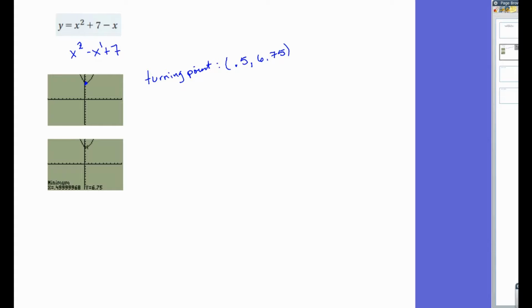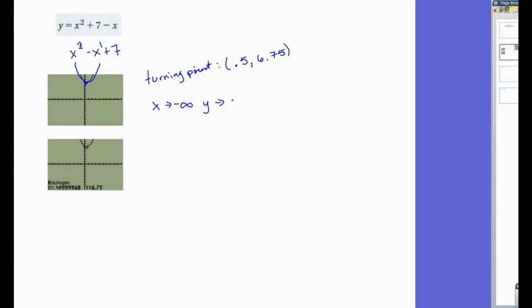Alright, next thing I need to find is end behavior. So what's happening on the left side? My graph is going to keep going like this. On the left side, it's just going up. So how do I say that? Well, as x approaches negative infinity, so as x is going to the left, my y is going where? My y value is going up.